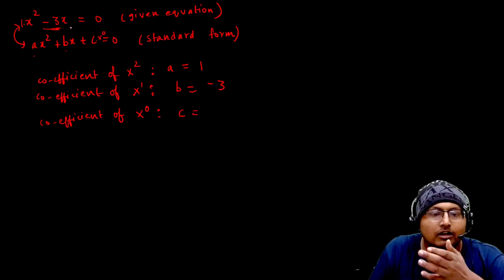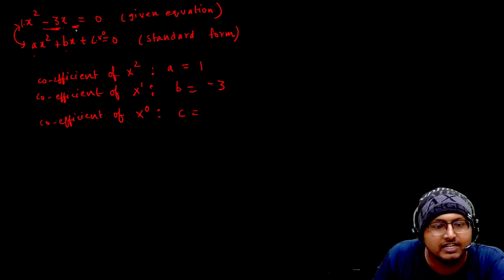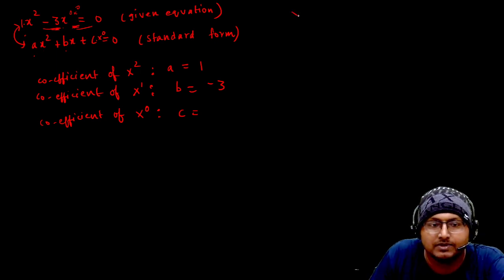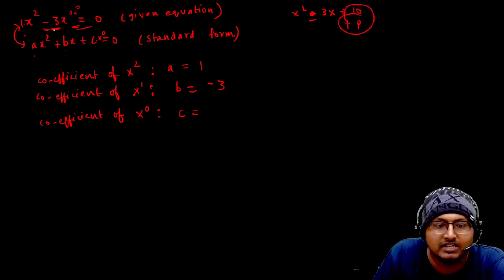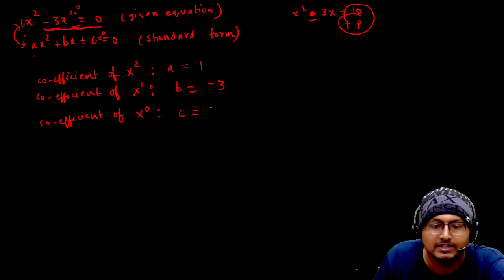So is there any constant here? The coefficient of x power 0 is 0 because there is no constant term here. If there is a constant term, suppose there is an equation of 3x square minus 3x plus 10 or plus 9, then this will become a constant. But in this given equation there is no constant. So what will we take? C equal to 0.